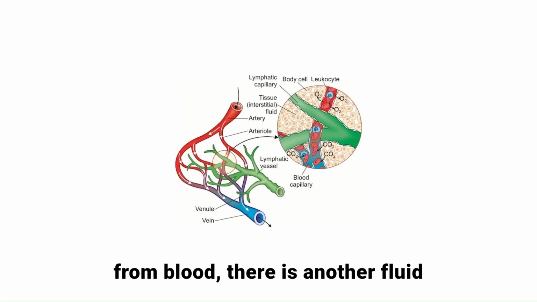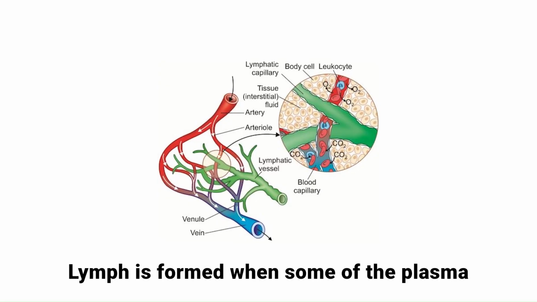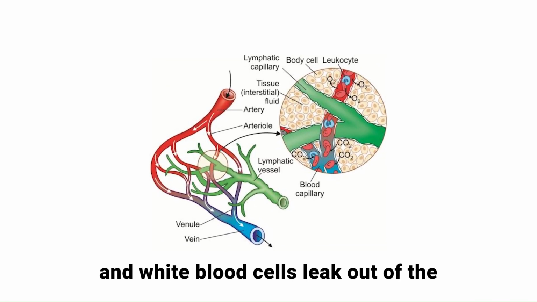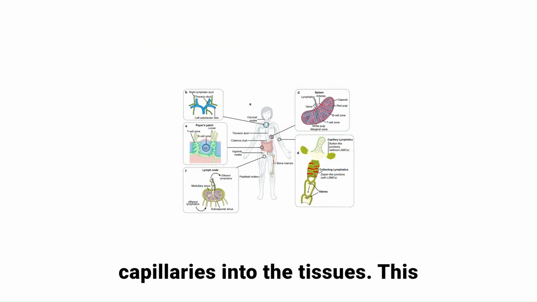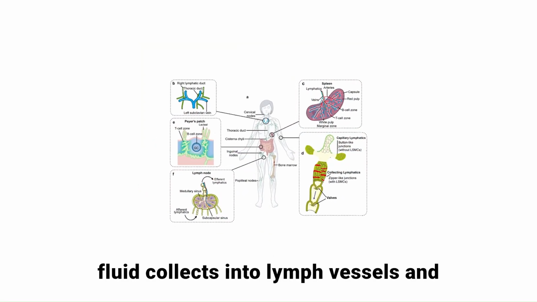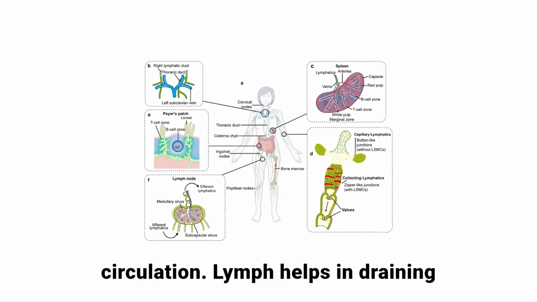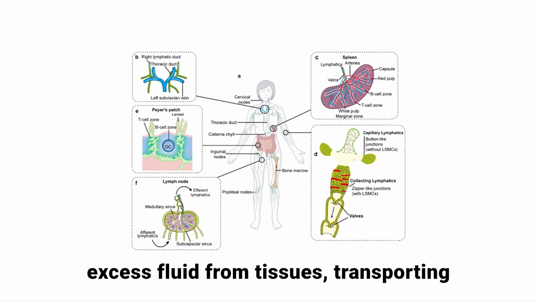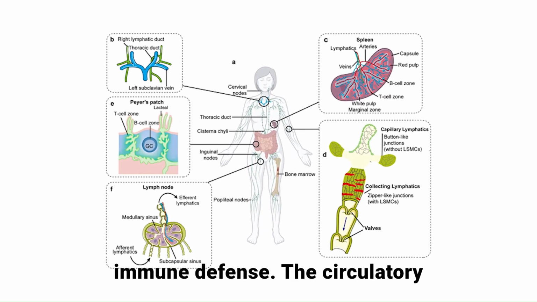Apart from blood, there is another fluid involved in circulation called lymph. Lymph is formed when some of the plasma and white blood cells leak out of the capillaries into the tissues. This fluid collects into lymph vessels and eventually returns to the blood circulation. Lymph helps in draining excess fluid from tissues, transporting fat from the intestine, and providing immune defense.